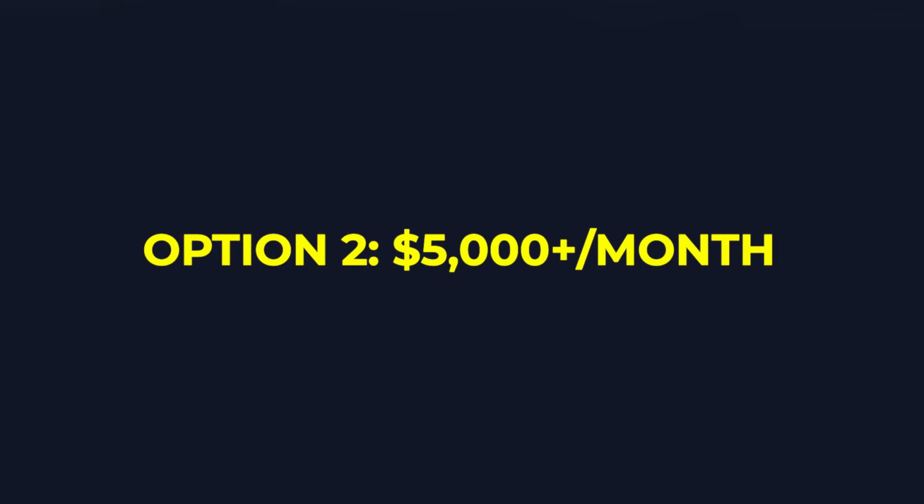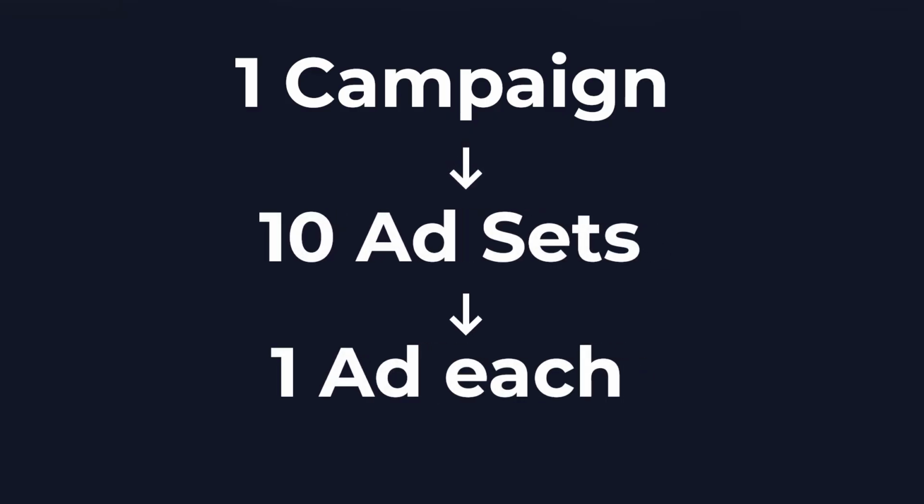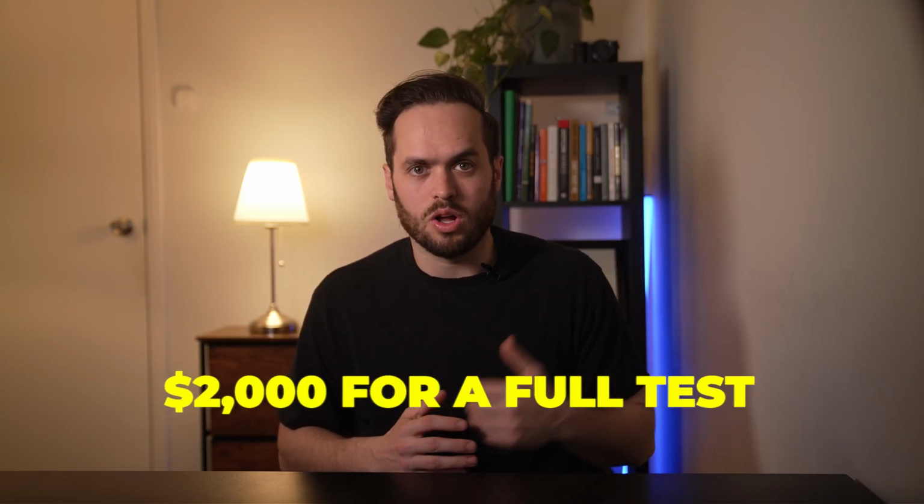Option number 2 is for higher budgets. If you have more budget, this is where things get a little interesting. You can test each ad individually. So instead of running one ad set with 10 ads, you run one campaign, 10 ad sets, and one ad in each one. Each ad set gets about $50 per day. You run that for 3 or 4 days, pick the winners, kill the losers. This is faster, but it's also more expensive. You're looking at around $2,000 for a full test, and you should be testing 5 to 10 new ads per month. So you can see how this adds up pretty quickly in terms of budget.